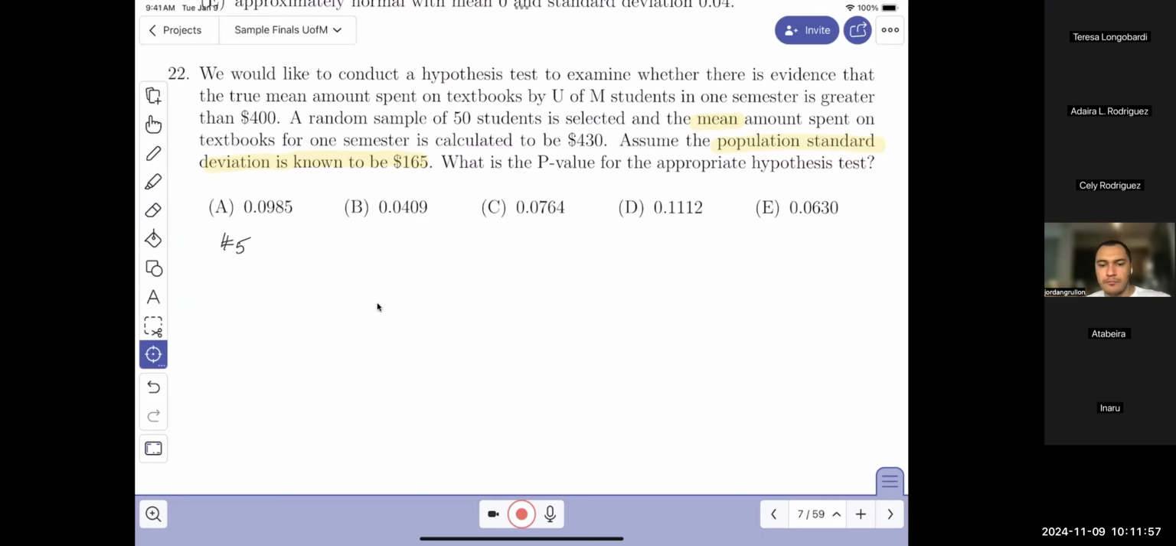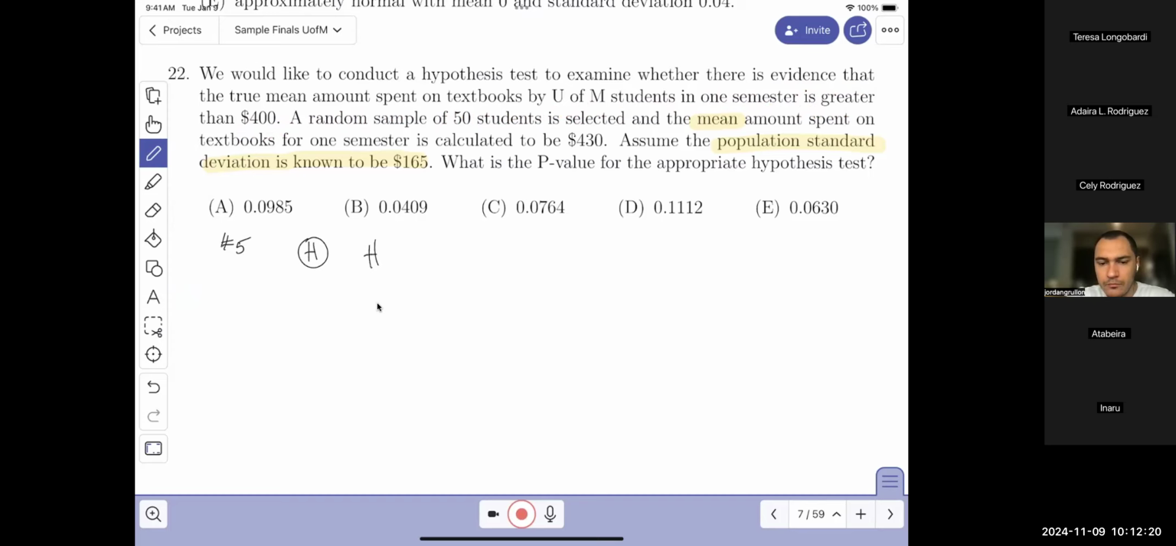Okay, so there is evidence that the true mean amount spent on textbooks by U of M students in one semester is greater than $400. That's what we want to test. So there's no other information here. The first step is to set up the hypothesis.